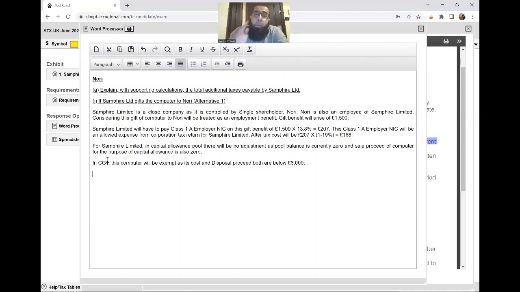You need to pick up, oh, it's a closed company. We are gifting to a shareholder who is also an employee. So there will be employment benefit. Then you have to think about the NIC. You have to think about the allowed expense. You need to think about capital allowance. You need to think about CGT. If a teacher starts telling, oh, think about this, you can answer. But your own mind should reach that topic.